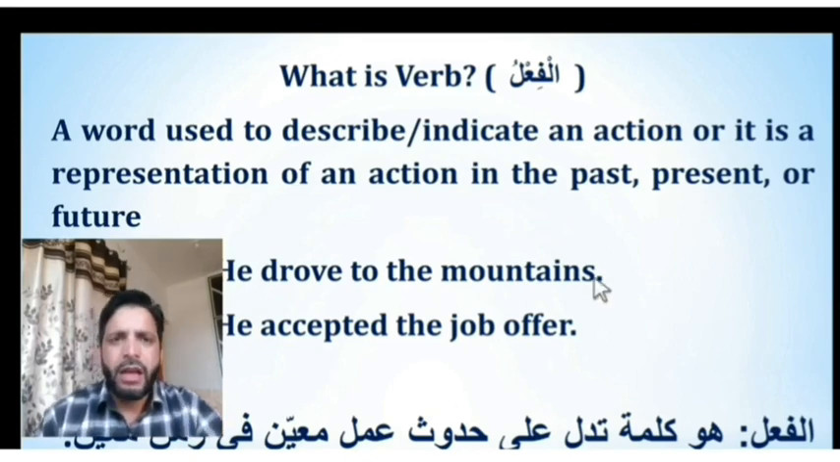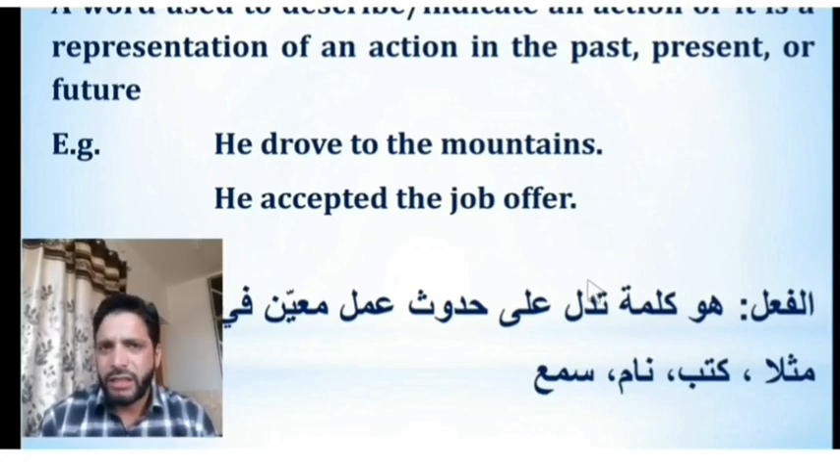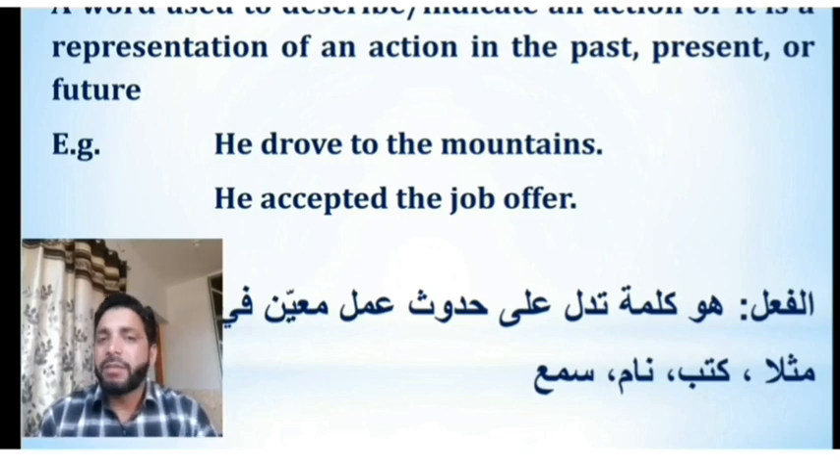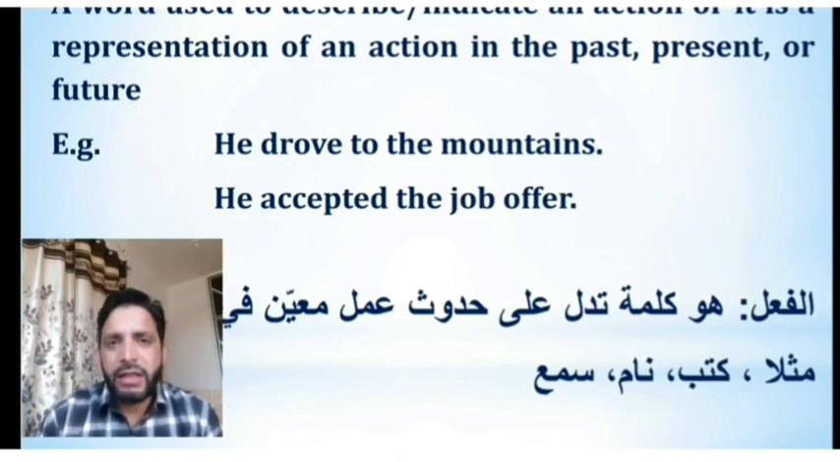period of time. Here are 2 examples. For example, he drove to the mountains. I used the verb drove, which is the second form of drive. When I use the second form drove, it gives the meaning of past. But I can convert the sentence into present or future. For example, I say he is driving to the mountains. Now it became present. He will drive to the mountains. Now it became future.